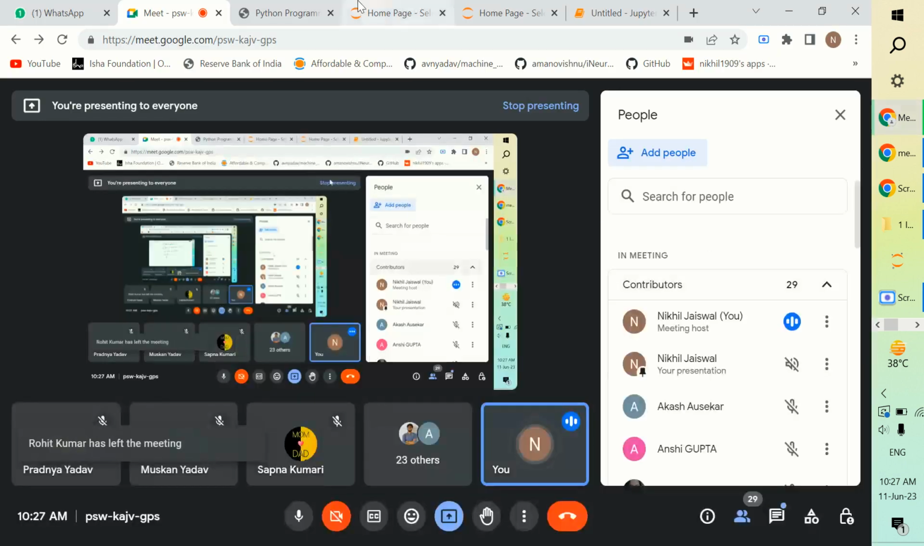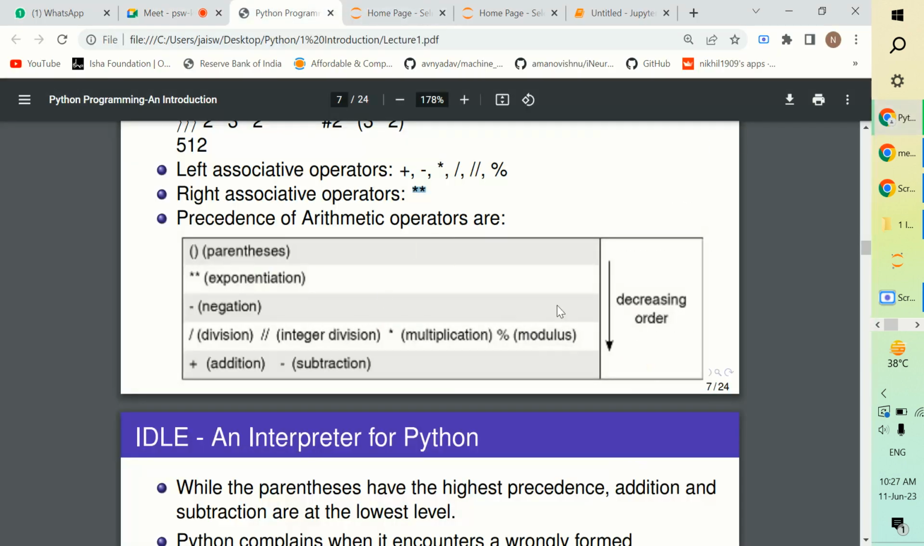Okay, so this was about the precedence of the operators. So first of all, parenthesis will get solved, then all the exponentiation operators will get solved, then the negation, then division, integer division, multiplication and modulo, they have the same precedence, and then addition and subtraction have the same precedence. This is the decreasing order.